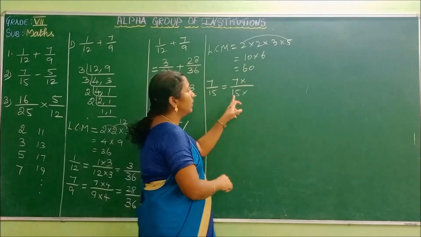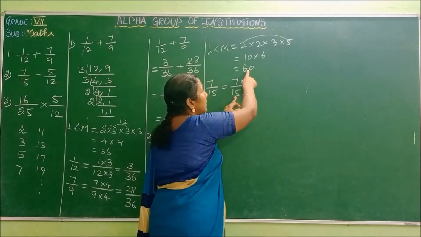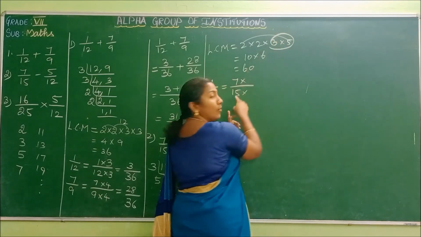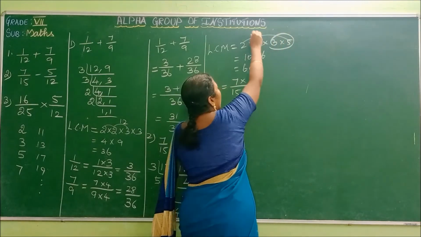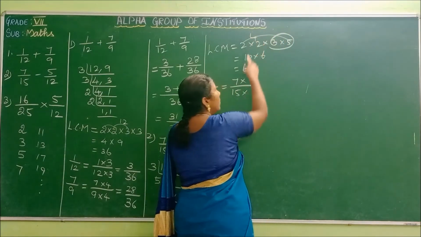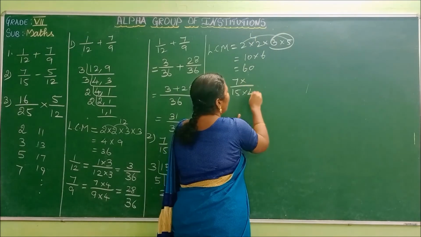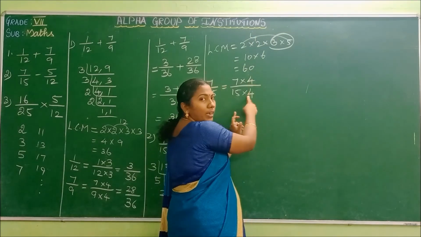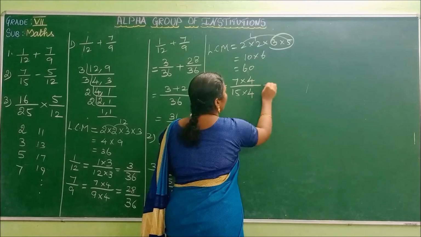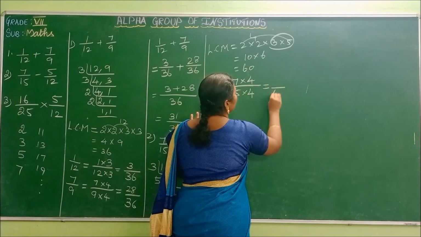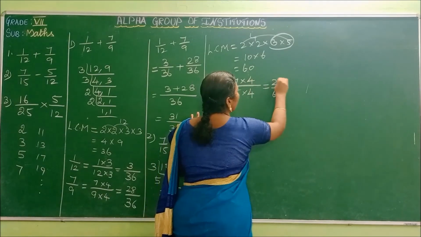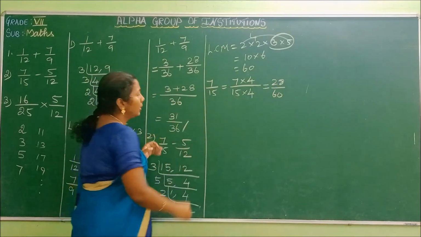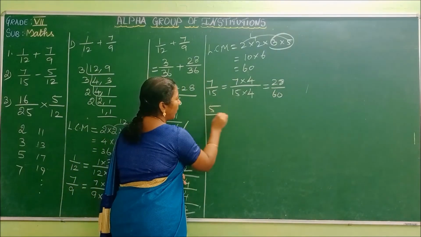What should be multiplied with 15 to get 60? See here, 5 3s are 15, 2 2s are 4. So 15 into 4 is 60. So you have to choose the number 4 to multiply the denominator as well as the numerator. So your answer is 15 4s are 60, 7 4s are 28. Do you understand? Next you have to write the second fraction, 5 by 12.